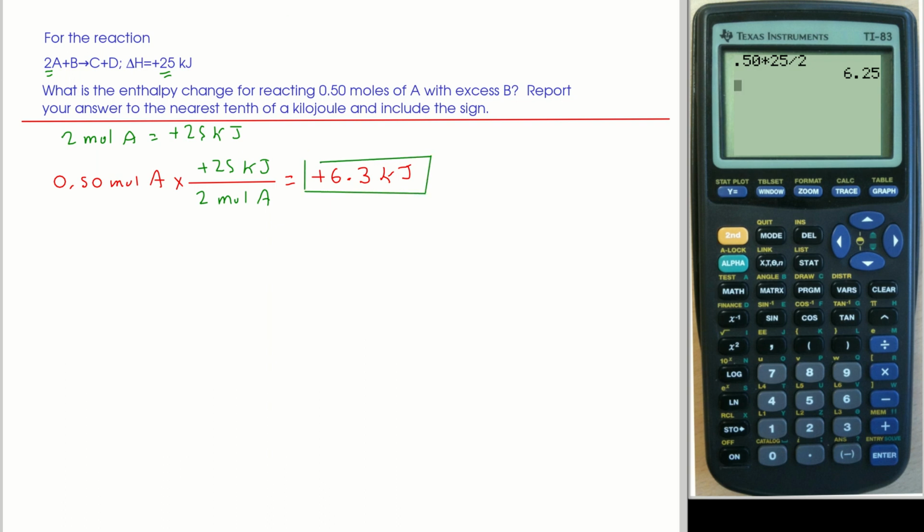So the answer to this one would be 6.3 kilojoules. And I told you this one was going to be short.